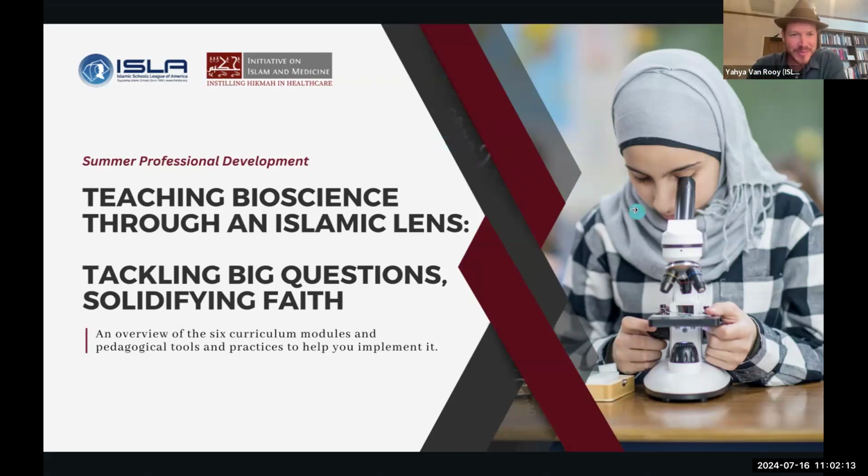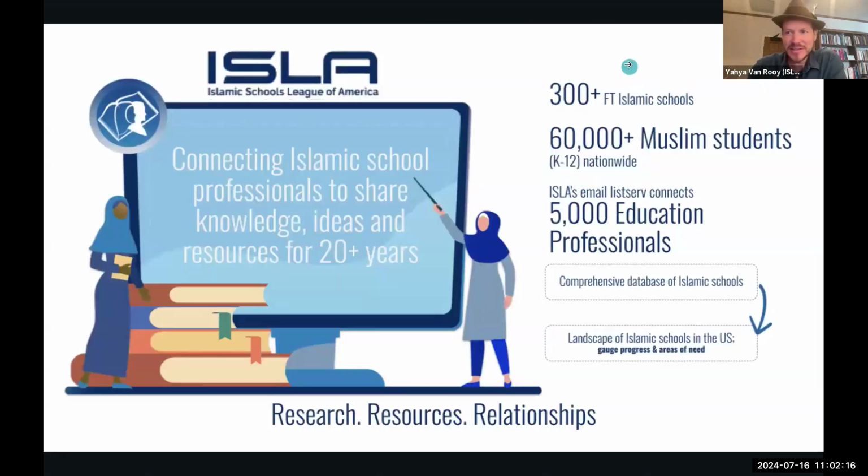Bismillah. First, a little bit about ISLA. ISLA stands for the Islamic Schools League of America. We connect Islamic school professionals to share knowledge, ideas, and resources, and we've been doing that work for the past 20 years plus, alhamdulillah. We serve over 300 full-time Islamic schools and 60,000 Muslim students, K through 12 nationwide, and our email listserv connects 5,000 education professionals. We have a comprehensive database of Islamic schools, and we also look at the landscape of Islamic schools in the US to gauge progress and areas of need. Our three areas of focus are research, resources, and relationships.